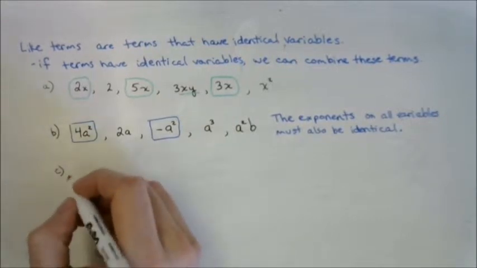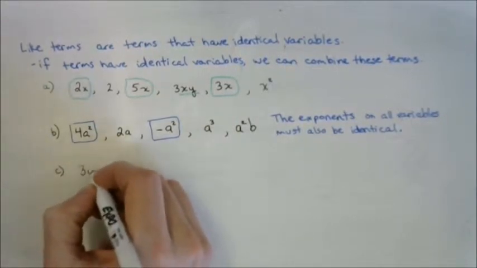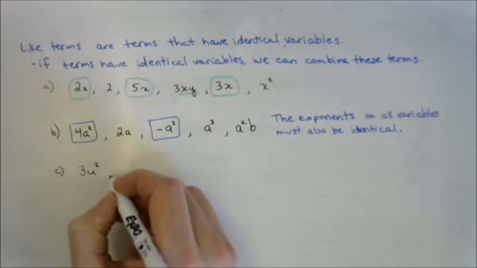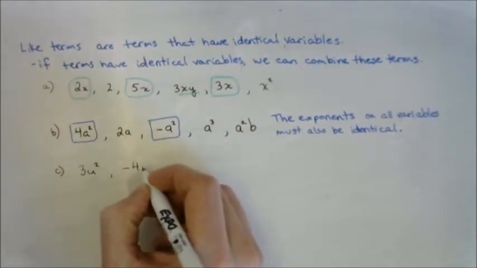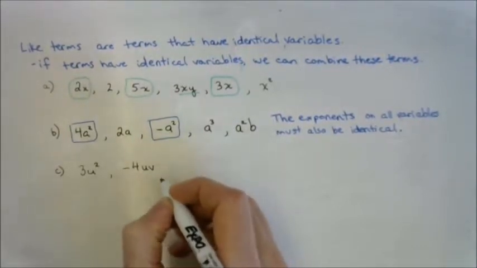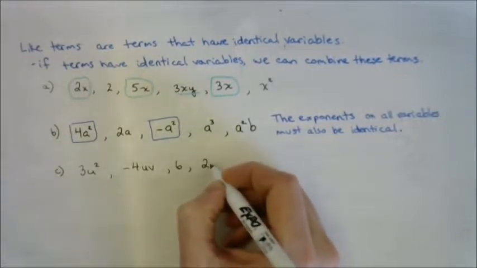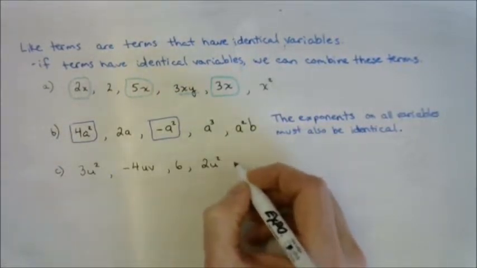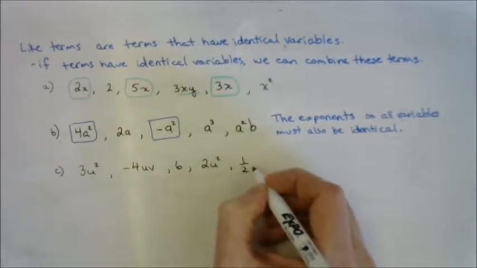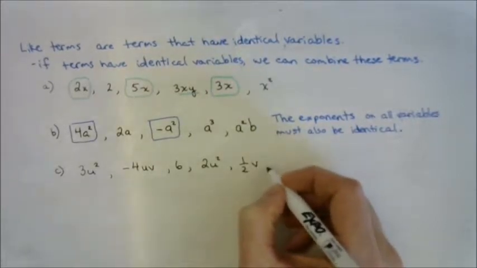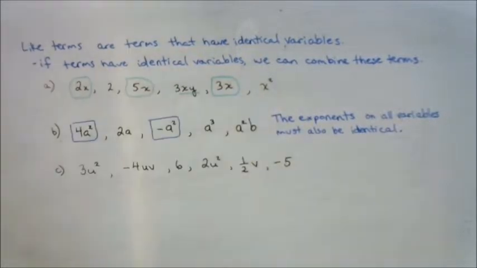Thanks. C, our list of terms: 3u squared, negative 4uv, 6, 2u squared, 1/2 v, and negative 5.